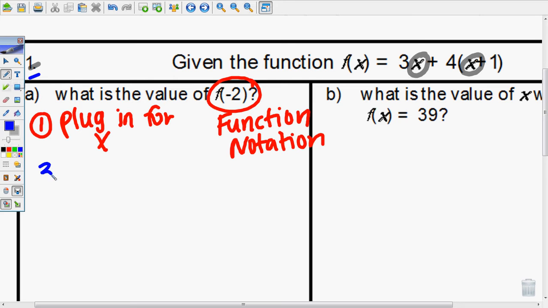So we have 3 times negative 2 plus 4 times negative 2 plus 1. Step 1. Done. What are your questions about step 1? Could you do step 1 on your own?